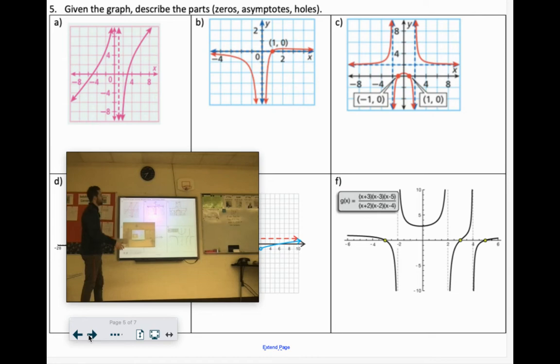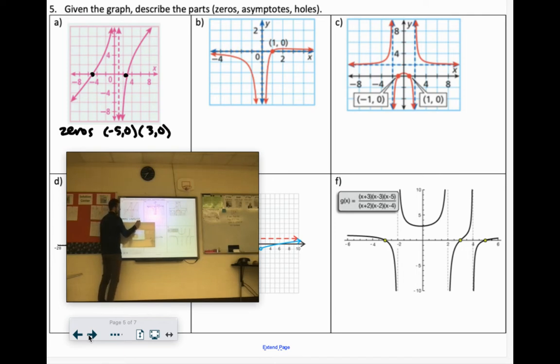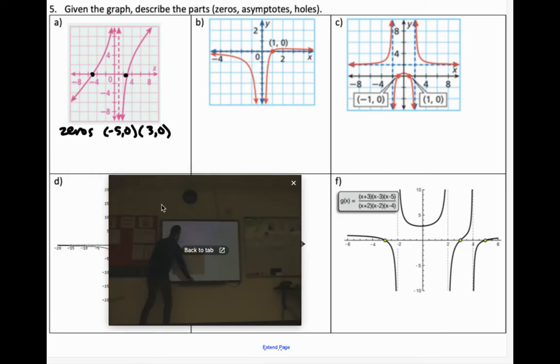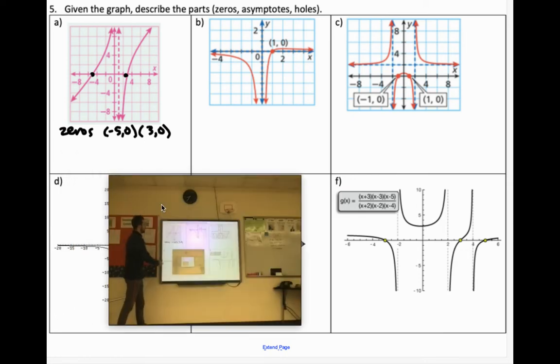Describe the parts: zeros, asymptotes, and poles. So zeros are where it crosses. This one appears to cross at negative 5 and positive 3. I'm going to list them as coordinates though. So negative 5, 0, and 3, 0. The asymptotes, I see that there's only this vertical asymptote.